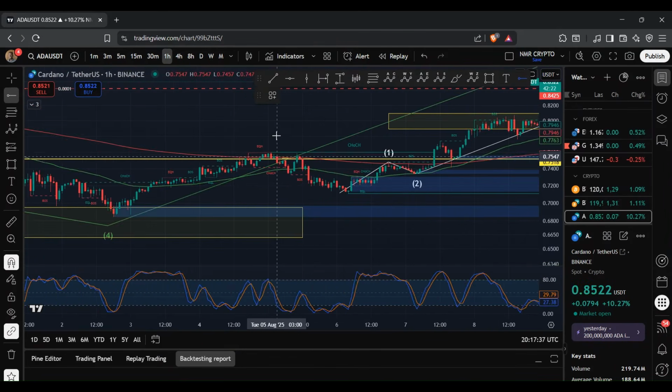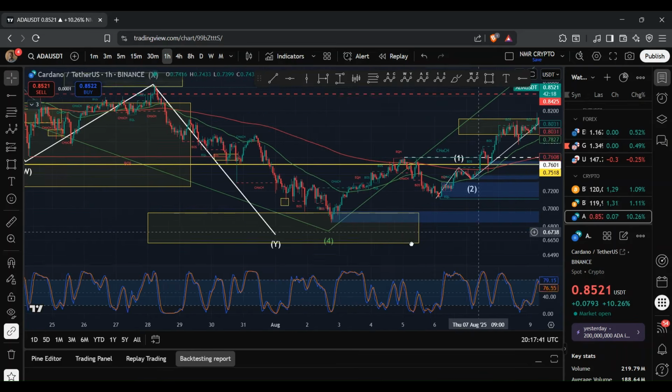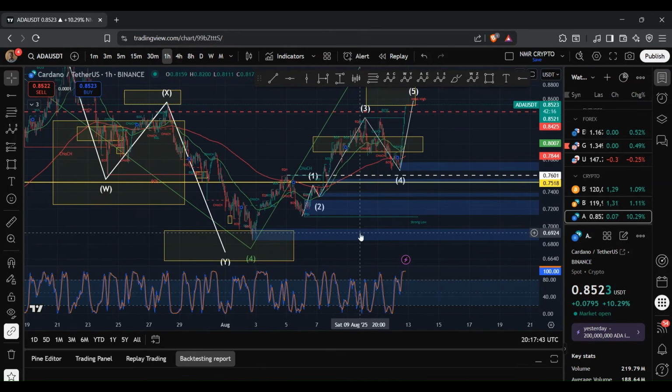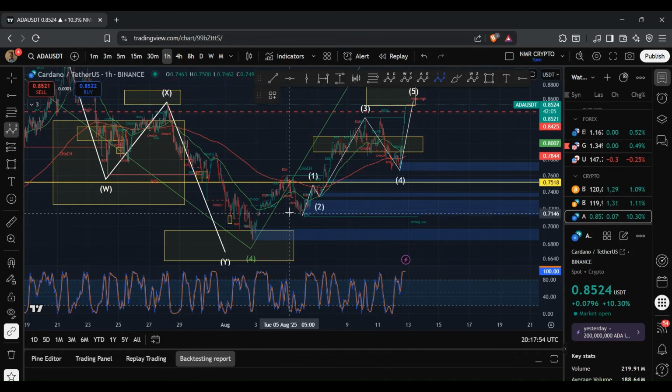And this key level sits over here at 76.01 cents. If the wave 4 ends up breaching past this level, then that would invalidate this 5-wave structure that I'm currently tracking at the moment. And so if I draw this out just so it's clearer.